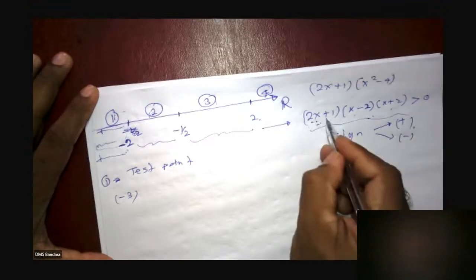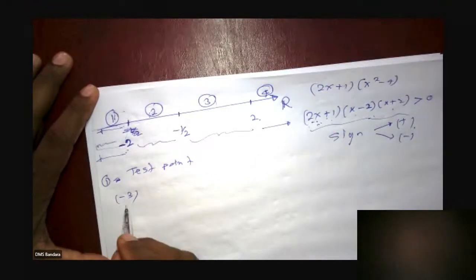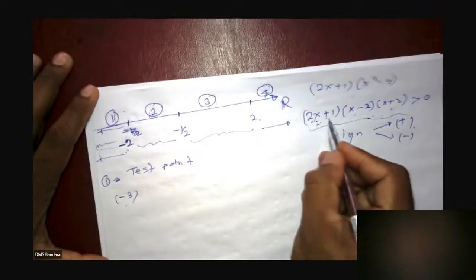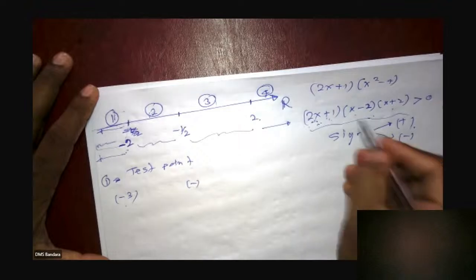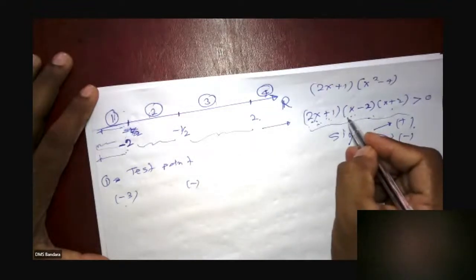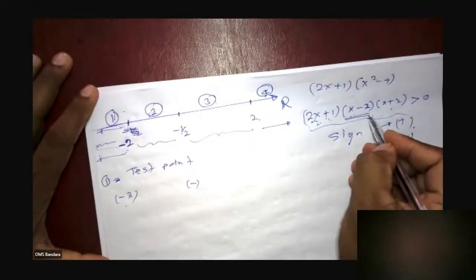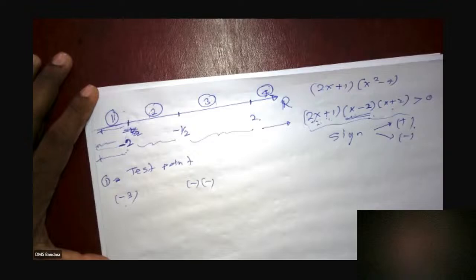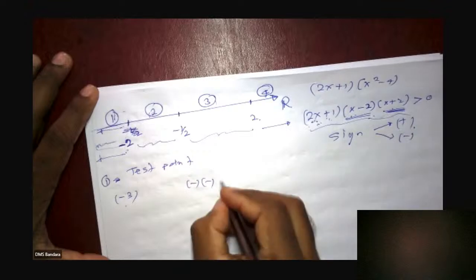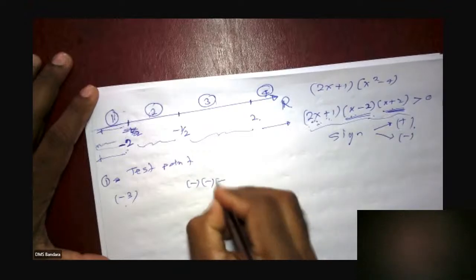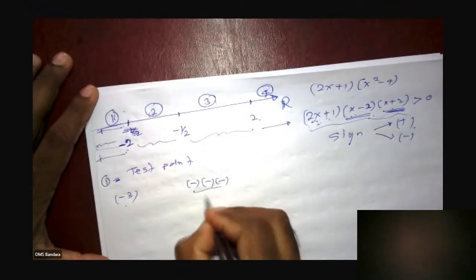What about 2x plus 1 when we substitute x equal minus 3? It's minus 6 plus 1, minus 5. It's negative. Then when I substitute the minus 3 for the x minus 2, it's again minus. When I substitute the minus 3 for the x in the x plus 2 term, it becomes minus. This all is minus, right?